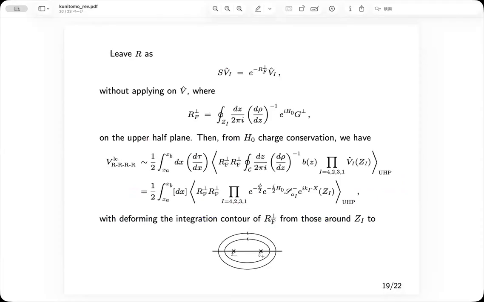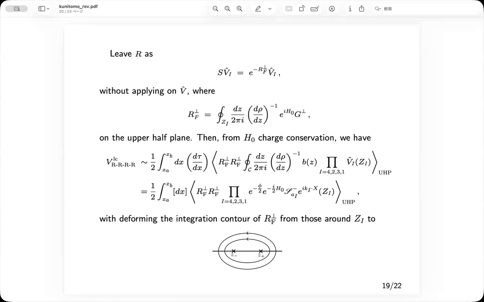So remember how we evaluated the three-string interaction: the transformation does not act on the vertex and remains in this form. And without applying B, we evaluate it as a correlation function. This time, the H0 charge conservation gives that only these two RF insertions survive, and we can evaluate this form. And the contour of this transformation is originally, of course, at each point twice, but we deformed it to this form, both interaction points twice.